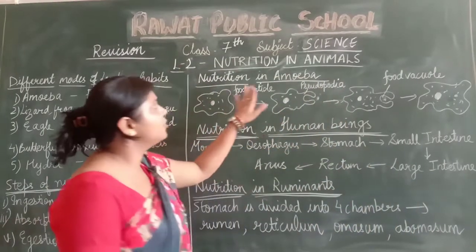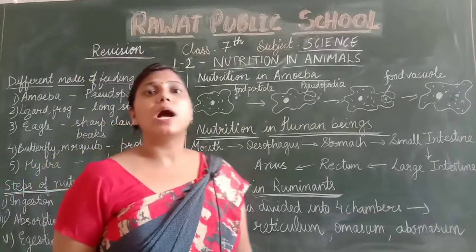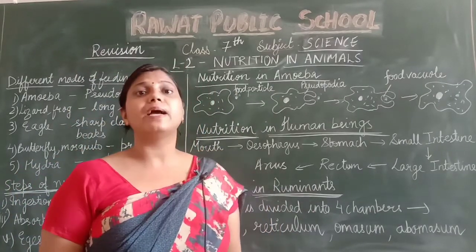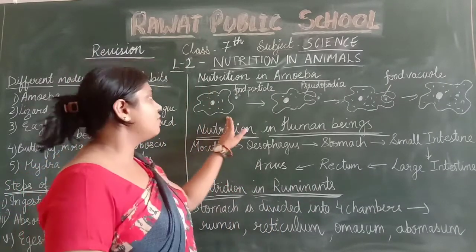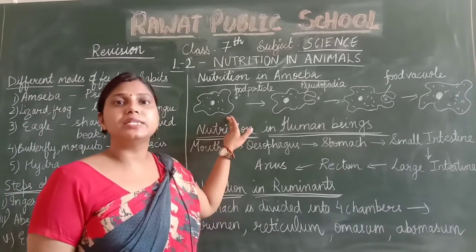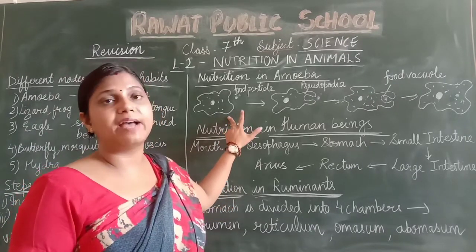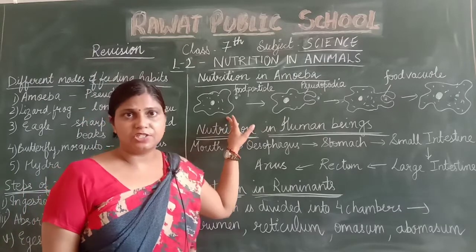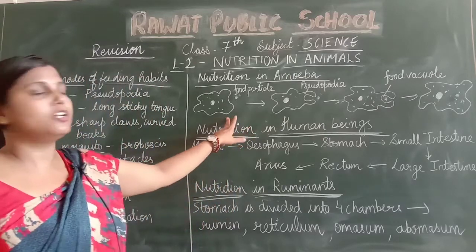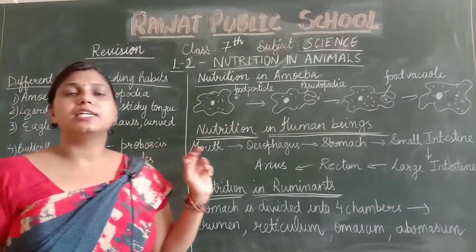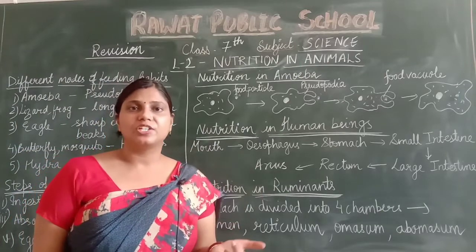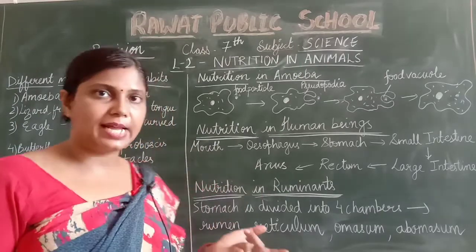Now coming to nutrition in amoeba. How does amoeba derive its nutrition? How does amoeba eat its food? Now we all know that amoeba is a unicellular organism. It does not have any shape. It is a shapeless structure. It is a unicellular organism, and unicellular organism means all its functions are performed by the single cell only.